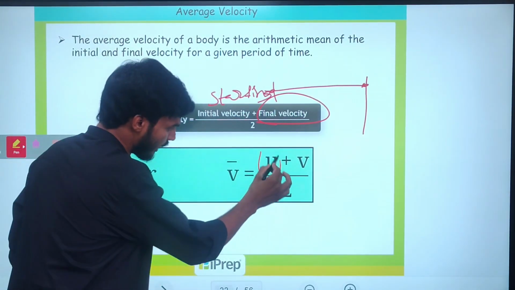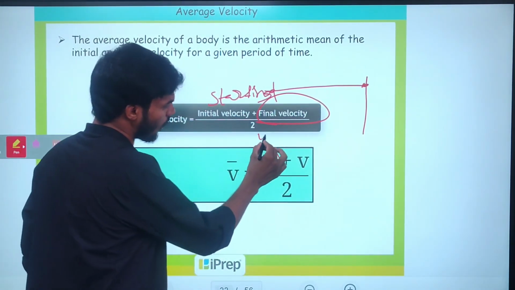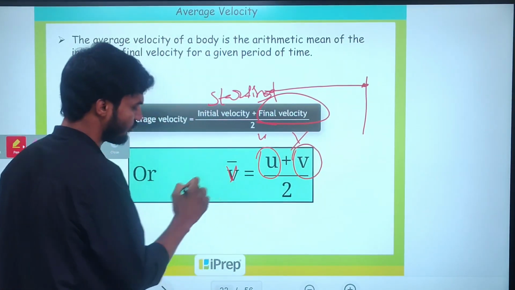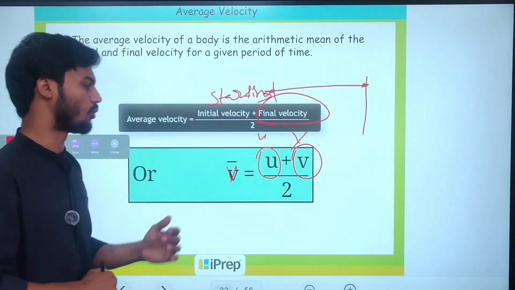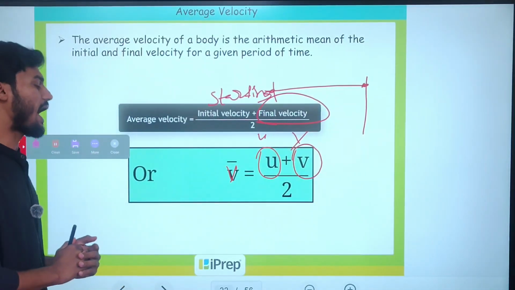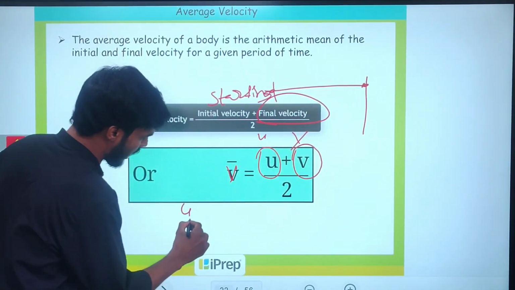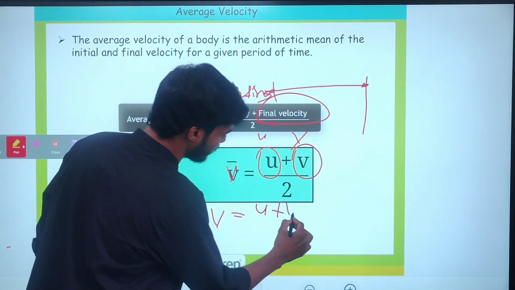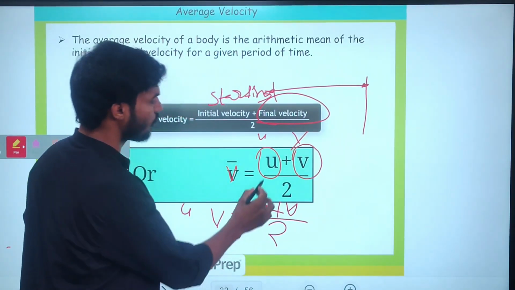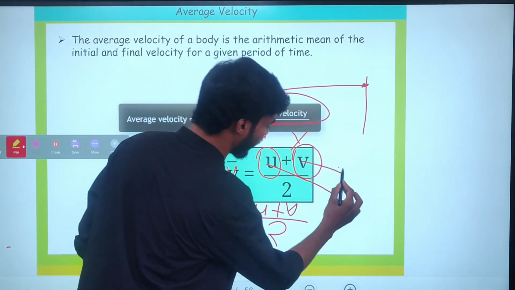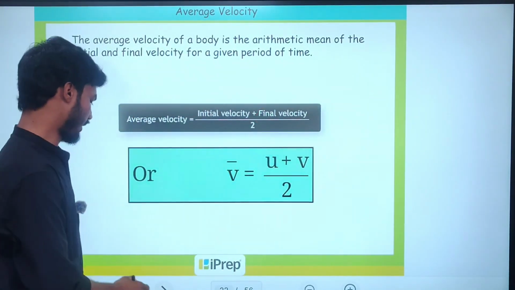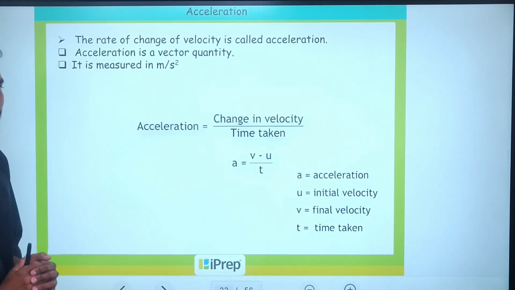Initial is indicated with U and final is indicated with V. So if you want to find the average velocity, average velocity V is equal to initial velocity plus final velocity by 2. So here U means initial velocity, V means final velocity. Clear?